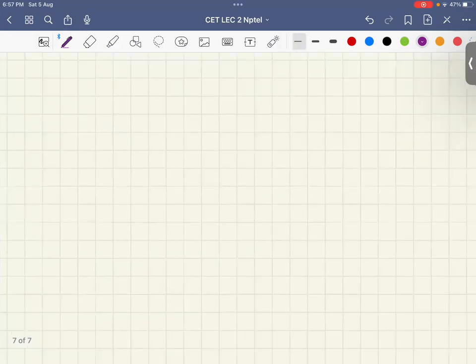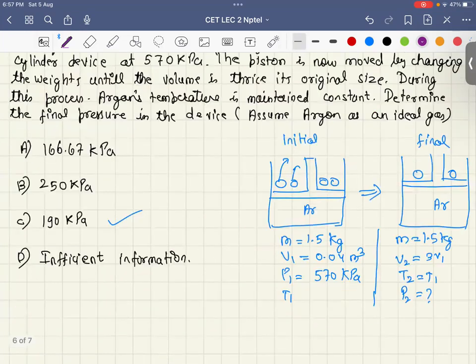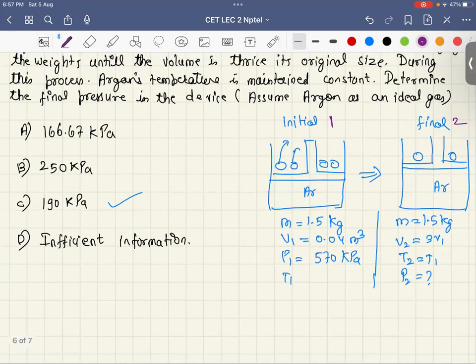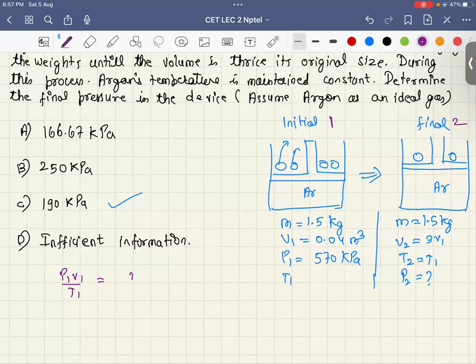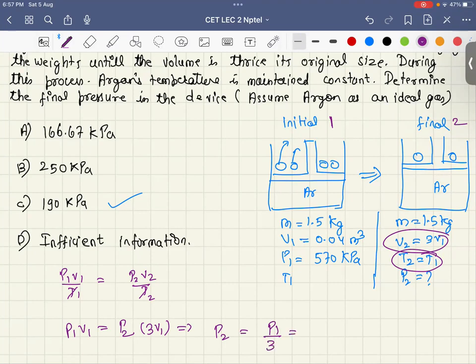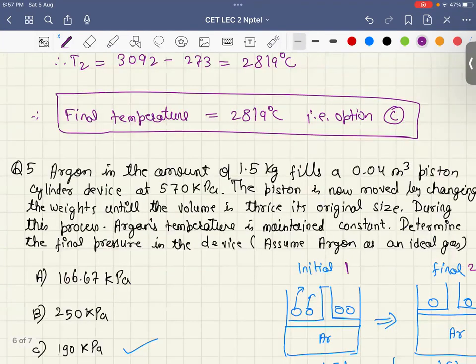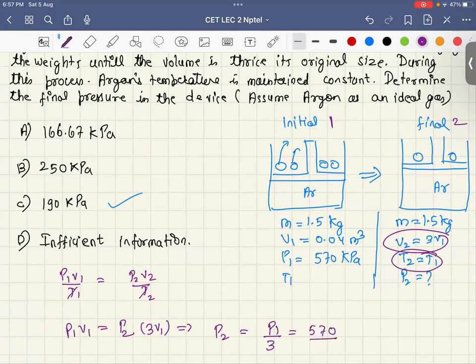Let us assume that the initial state is denoted by 1 and the final state is denoted by 2. So clearly we have P1 V1 by T1 equals P2 V2 by T2, but the temperature is the same, hence we can neglect it. P1 V1 equals P2 multiplied by V2, and V2 is 3 times V1. This implies P2 is P1 by 3. P1 is 570 kPa, so 570 divided by 3 corresponds to 190 kPa. This is option C.